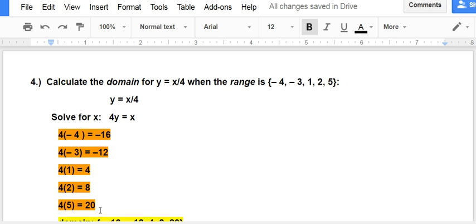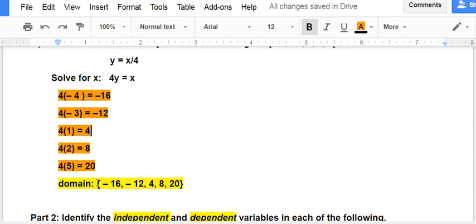You get the idea. And if we wanted to check it to go backwards, 20 divided by 4 does give us 5, so it works. So our domain values there are -16, -12. Okay, we're starting from here because remember, we're going to start from the lowest numbers: -16, -12, 4, 8, and 20. All the answers, guys, by the way, are posted.